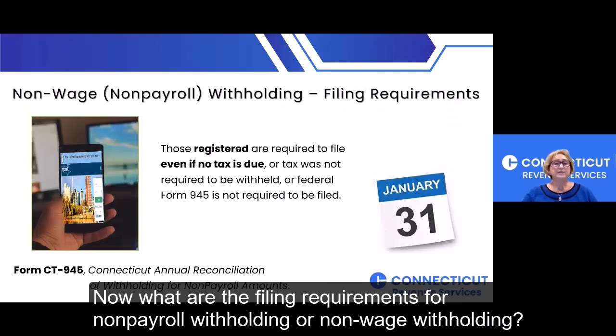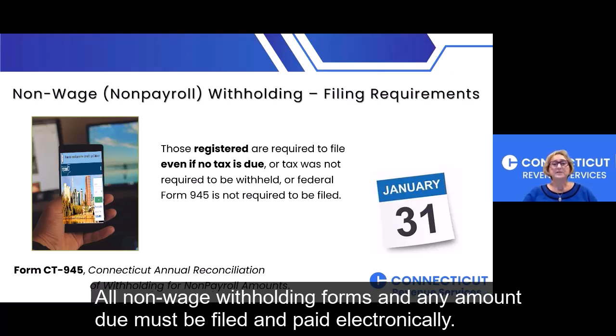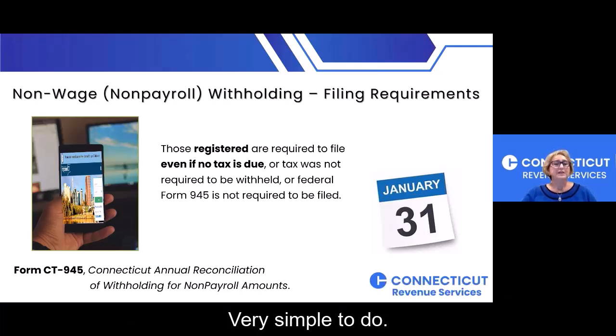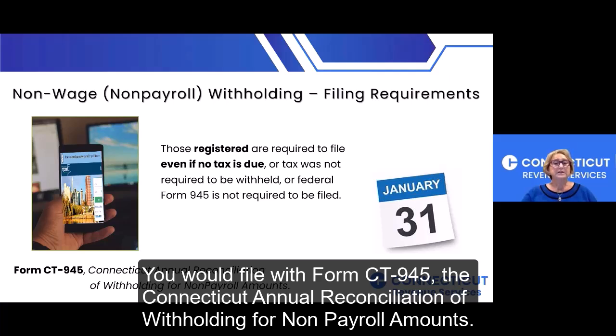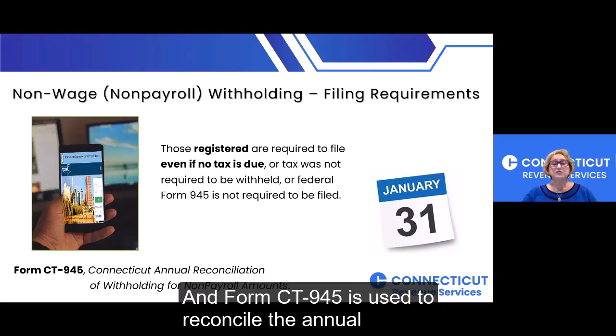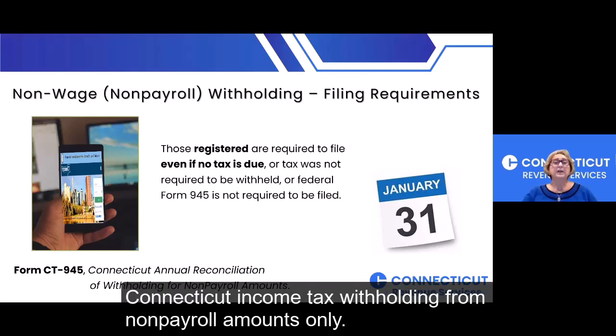Now, what are the filing requirements for non-payroll withholding or non-wage withholding? All non-wage withholding forms and any amount due must be filed and paid electronically. You must be getting the message by now that it's best to file and pay electronically. Very simple to do. You would file with Form CT 945, the Connecticut Annual Reconciliation of Withholding for Non-Payroll Amounts. The due date is January 31st, 2025. And Form CT 945 is used to reconcile the annual Connecticut income tax withholding from non-payroll amounts only.